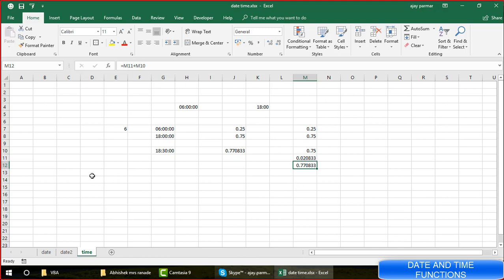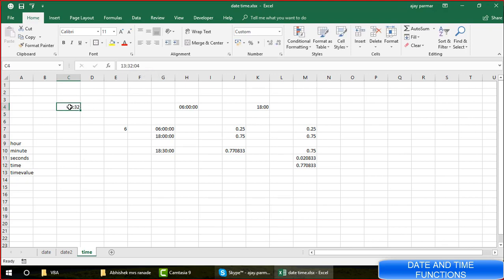So we have some important functions here: hour, minute, seconds, and then time, and then time value also. For example, I press Ctrl Shift colon. I got my time 13:32:00. Let me change this to 04, let's say.